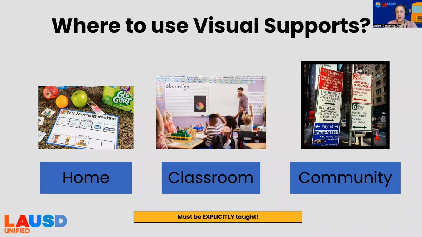Visual supports can be used in a wide variety of settings and can be used to address an equally varied set of needs. For example, visual supports can be used to address curriculum, behavior, social skills, routines, and independence. They can also be individualized to meet the needs of each student and can increase independence and functional skills.